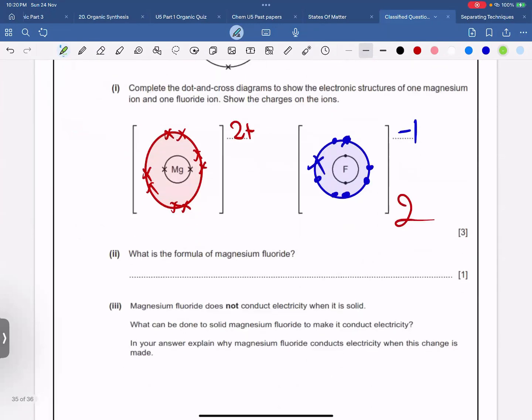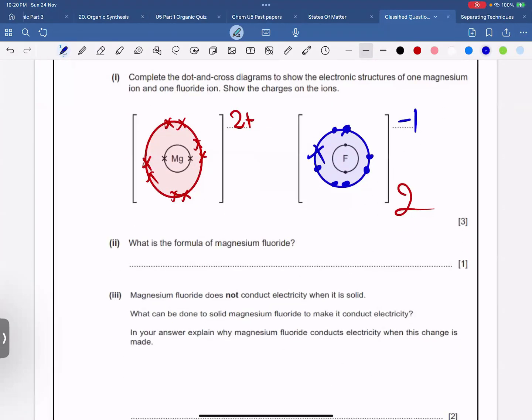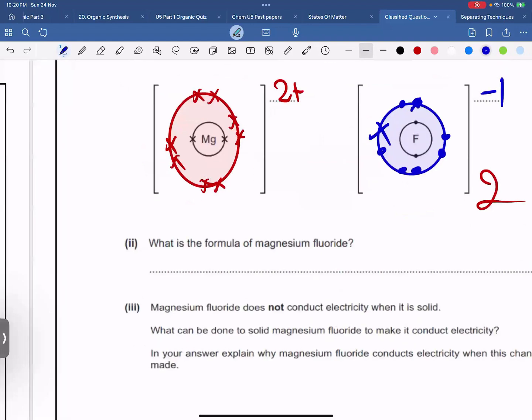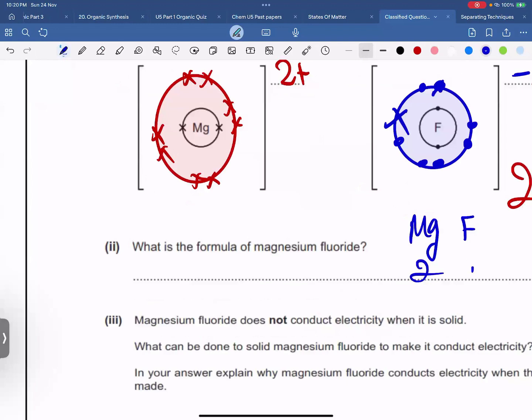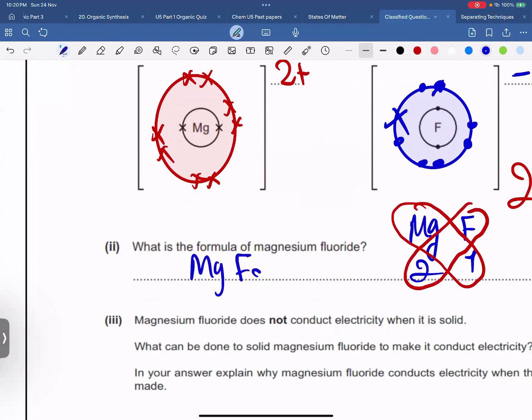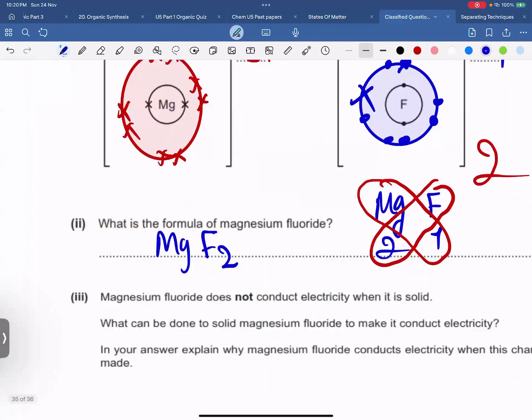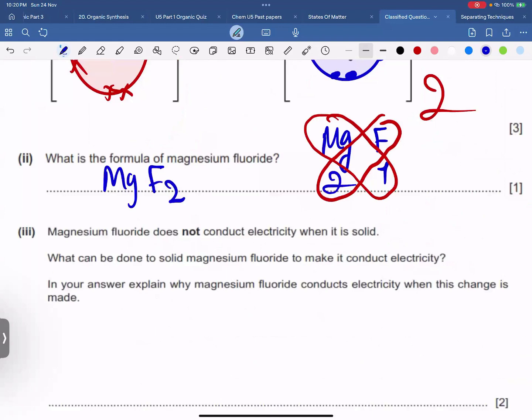Write the formula of magnesium fluoride. Magnesium is in group 2. Fluorine is in group 7. So the number of electrons lost by magnesium is 2 and gained by fluorine is 1. So just cross and draw. So it's going to be MgF2. And then magnesium fluoride does not conduct electricity in a solid.